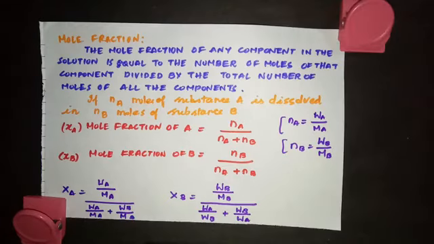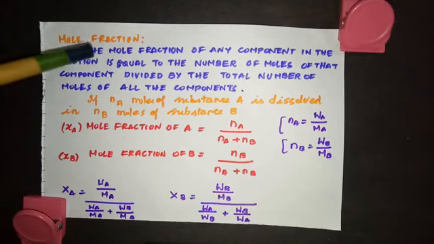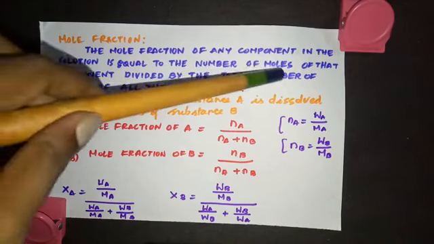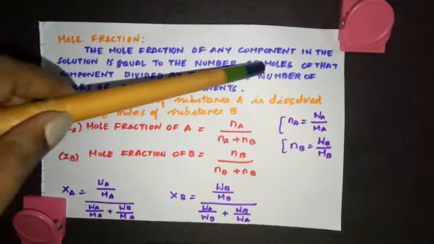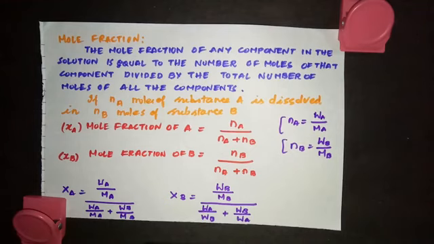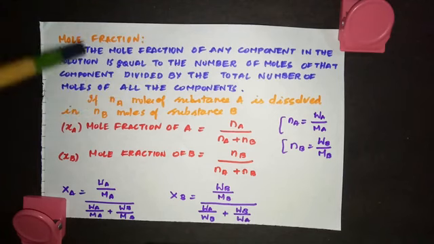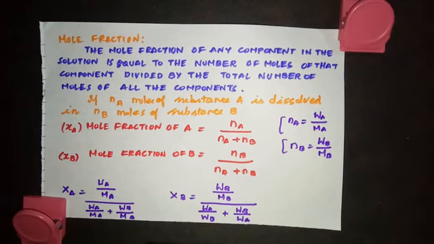So the next term to express the concentration of a solution is mole fraction. The mole fraction of any component in the solution is equal to the number of moles of that component divided by the total number of moles of all the components. See the terms that we are using: number of moles. So mole fraction is equal to the number of moles of the component divided by the total number of moles of all the components present in the solution.